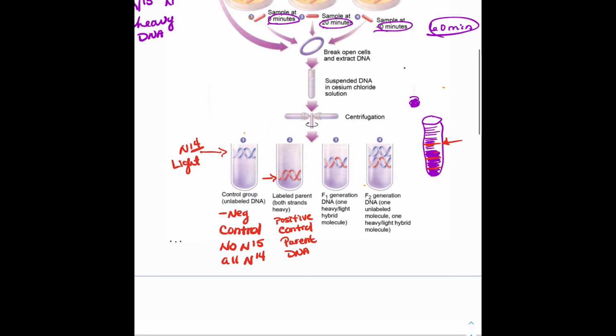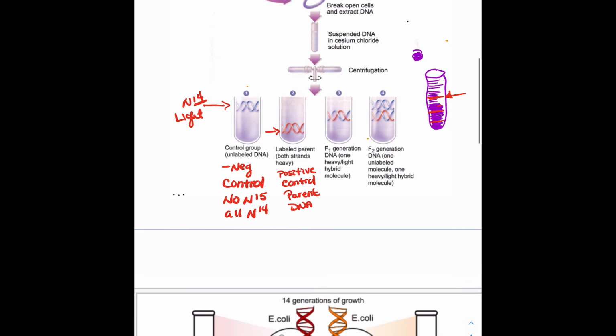Then, after 20 minutes of growing on this N14 media, they took these colonies and they extracted the DNA and they spun it in the cesium chloride gradient. And what did they find? They found that the DNA was not at the bottom here. But it wasn't at the top either. It was in the middle. And that told them that they had a mix. This DNA was a mix of both the N14 and the N15.